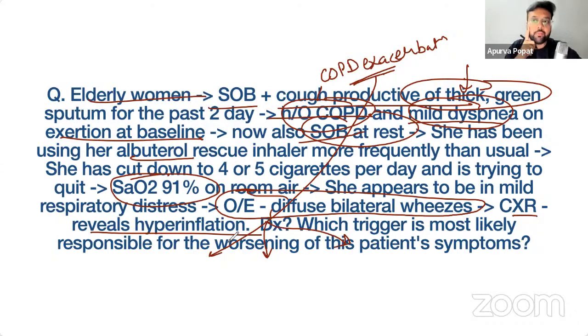Which of the following would be the trigger of COPD exacerbation? Some viral or bacterial infection. What do you think, what would you choose? Which is the most common upper respiratory tract infection out of viral? Rhinovirus, coronavirus. Okay. Any upper respiratory tract infection could be a trigger for COPD.